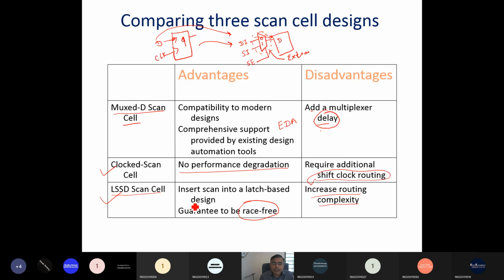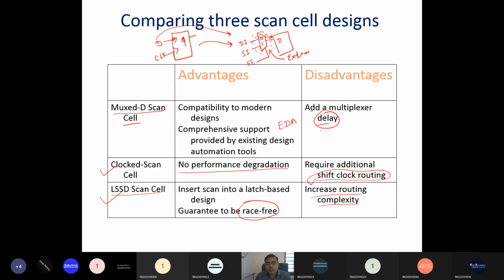In LSSD there are 3 clocks, right? As you can imagine, routing a single clock is so difficult in a complex design. So how difficult is it to route 3 different clocks, and also we have to maintain the non-overlapping of all the 3 clocks. So it is very difficult to route. It increases the routing complexity. So this is the comparison of all the scan cells.